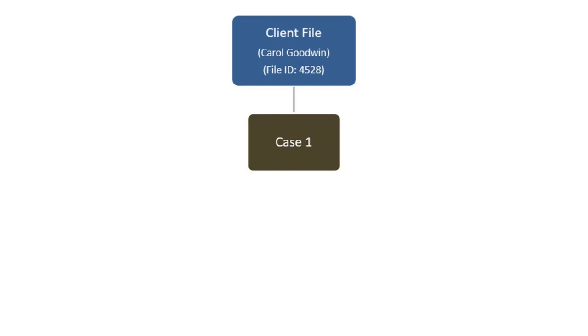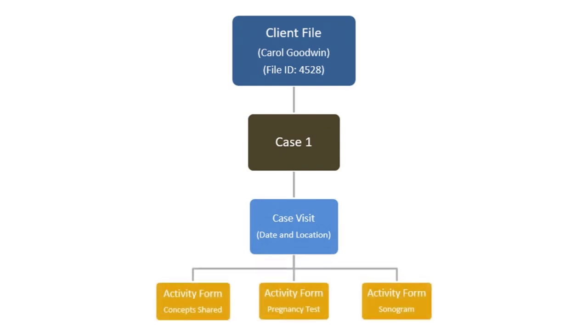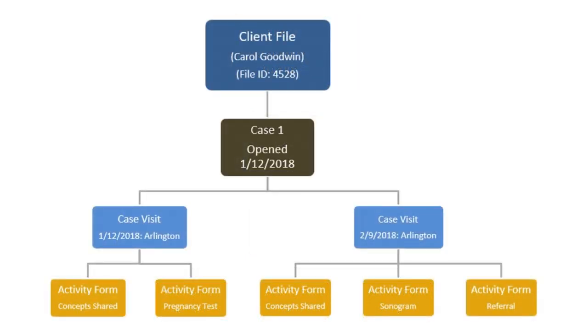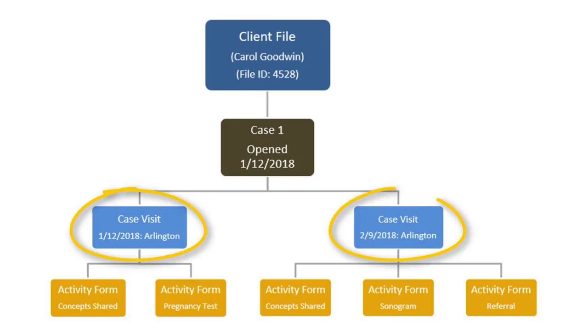Within that cycle of support, or case, the client will visit your center and receive different services. These services are recorded in activity forms, such as counseling sessions, which are recorded in the concept shared form, pregnancy forms, sonogram forms, etc. Many times a client will visit your center more than once during her pregnancy support cycle, so cases will have one or many visits with the associated activity forms that represent the services the client received during those visits.